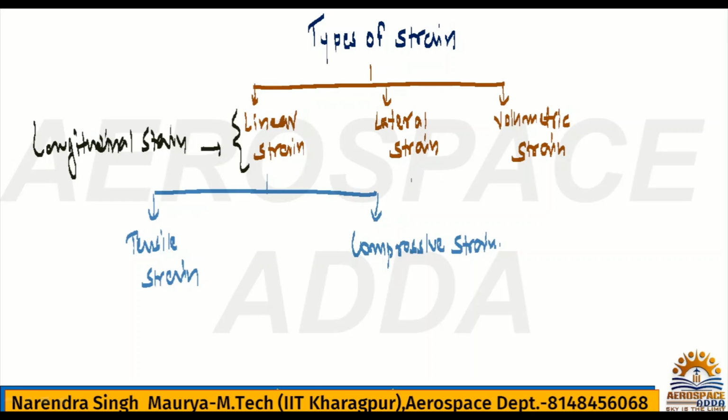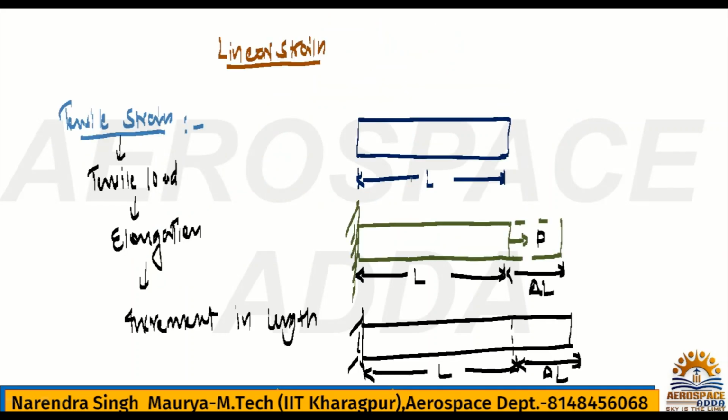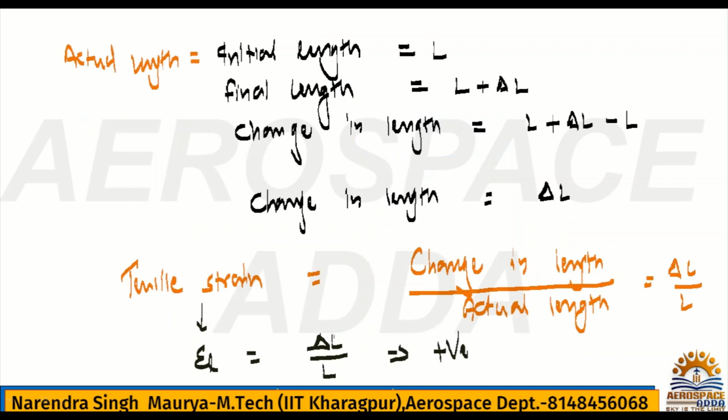In tensile strain, tensile load will be there, and always remember, tensile load will always elongate the length. So there will be elongation, which means an increment in length. You have seen in the diagram the initial length was L, and the final length becomes L plus delta L. The change in length is delta L. The tensile strain is the change in length divided by the original length, which is delta L by L. Always remember, this will be positive because the change in length delta L is positive.